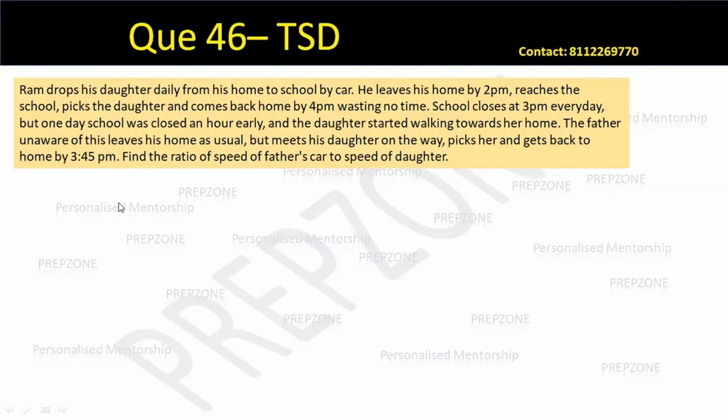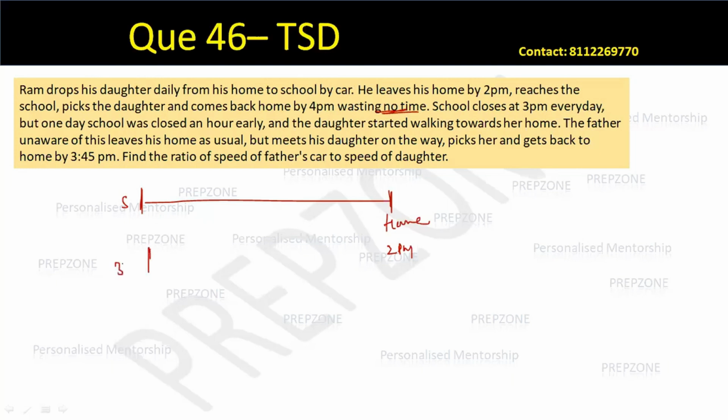What is given? Ram drops his daughter daily from his home to his school by car. He leaves his home by 2 p.m., reaches the school, picks her up and then gets back. Let's say this is the school, and let's say this is his home. He leaves his home by 2 p.m. So usually what happens is he leaves from here at 2 p.m., reaches the school, picks the daughter and comes back home by 4 p.m. Okay, wasting no time, and school closes at 3 p.m.